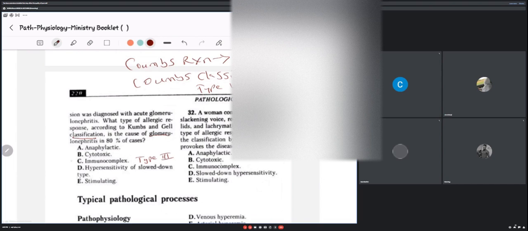This is just the classification they're asking about. Also in this question, we have features of what? Rhinitis, slackening of voice, reddening of the eye. All of these are allergic reactions that occur immediately. What type of allergic response according to classification? This is still talking about classification, not the test itself. So this is anaphylaxis, or type 1.